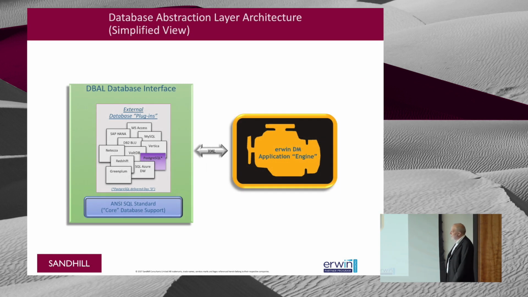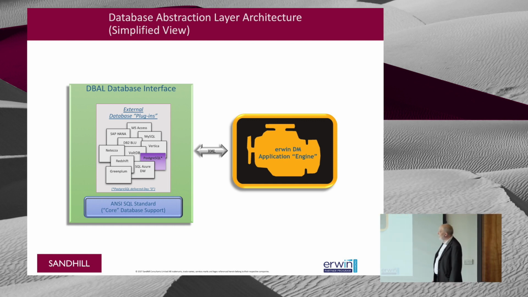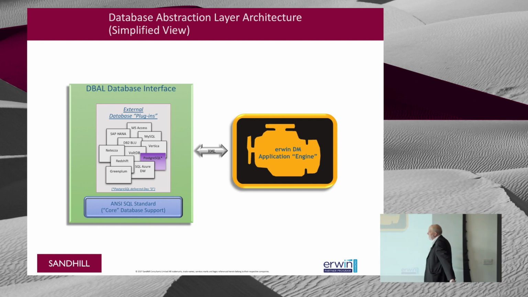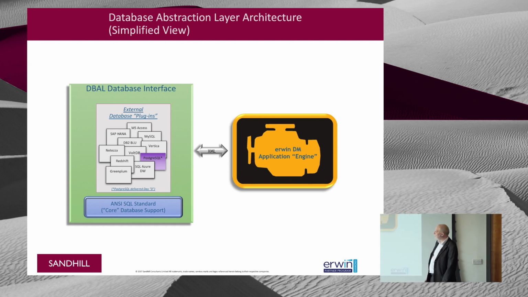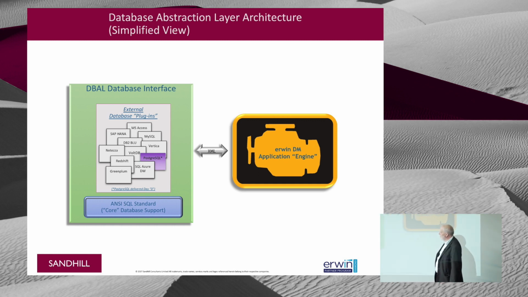So this is a visual of that database abstraction layer. So this nice representation of an engine there for the application engine. So currently that's where the majority of the code sits for forward and reverse engineering. So the abstraction layer tries to take out as much of that as possible, certainly in terms of the configuration of the way that specific databases need to use particular properties of the database.